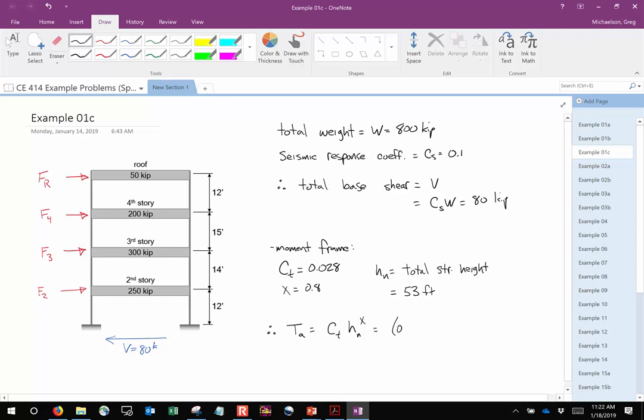So 0.028 times 53 feet, and that is raised to 0.8. And I know some of you units folks are like, how does this generate an answer in seconds? Just trust me, it does. It's one of those empirical expressions like square root of f'c. Like it just works, you know.